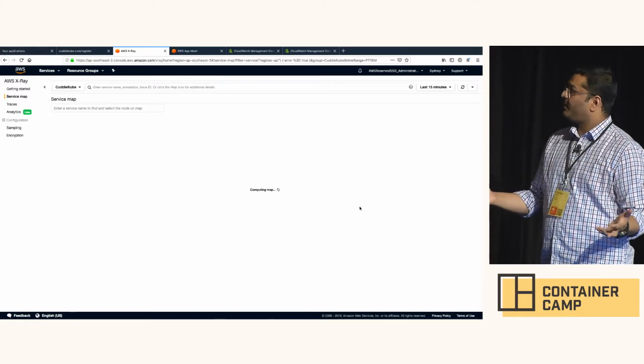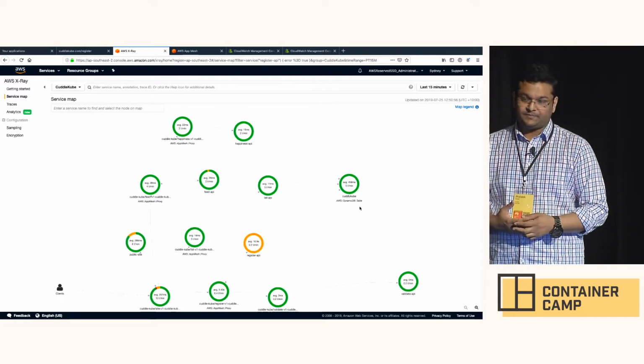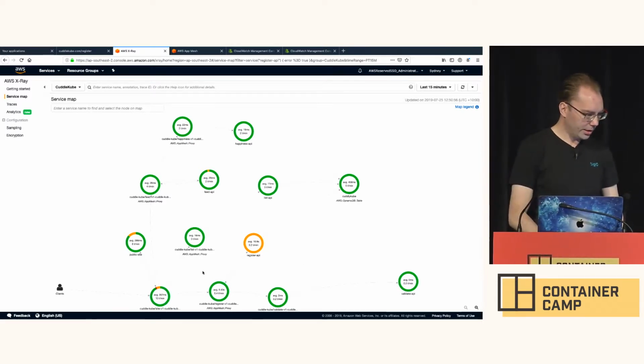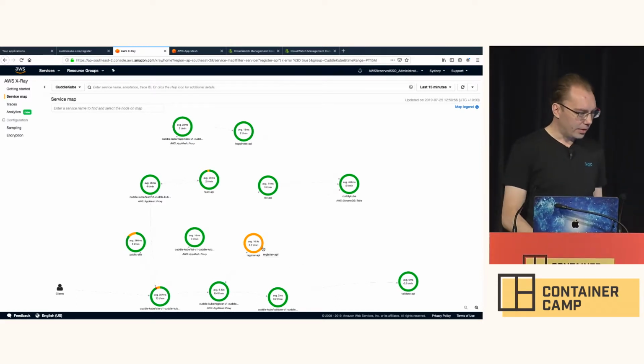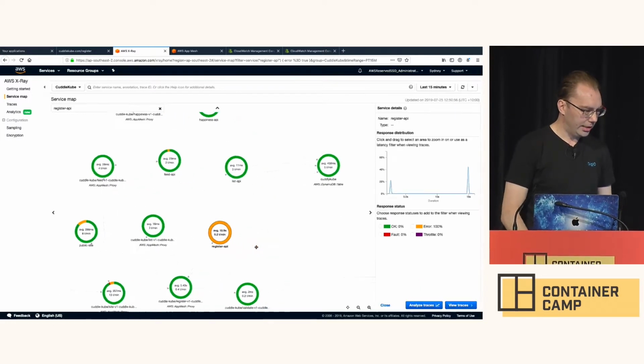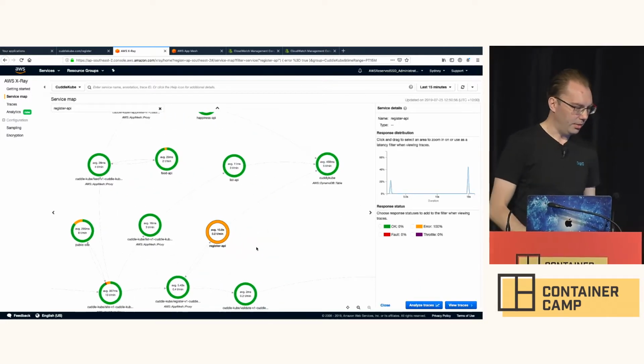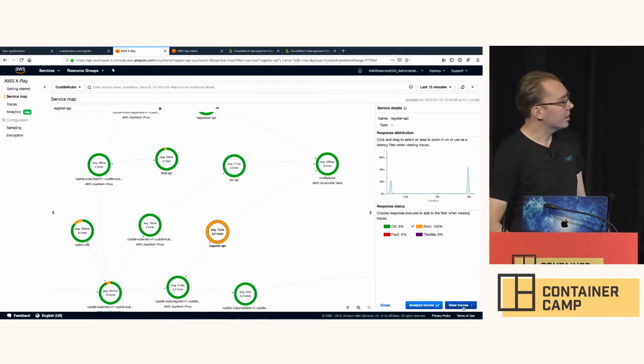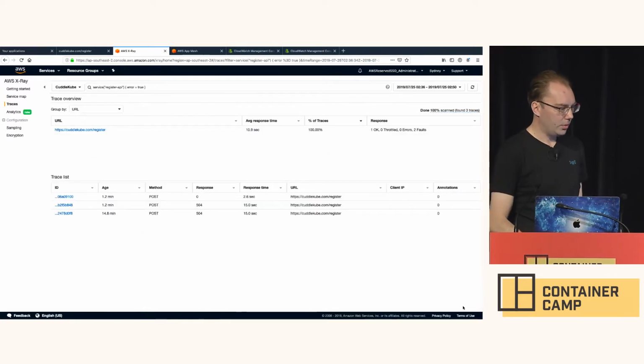Well, we just talked about all the things we built in. And so we can look here and see our service map. And we can actually quite clearly see where it went wrong. Obviously, it's the register API that has a problem. In fact, it has a serious problem. So let's look at some of these traces for how that works.